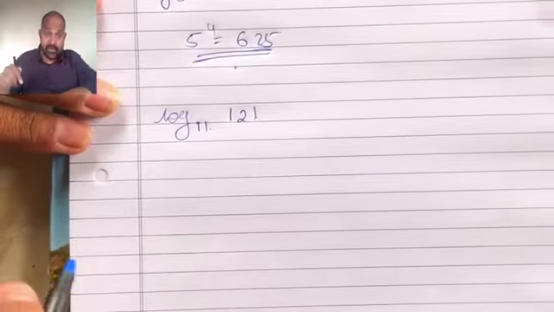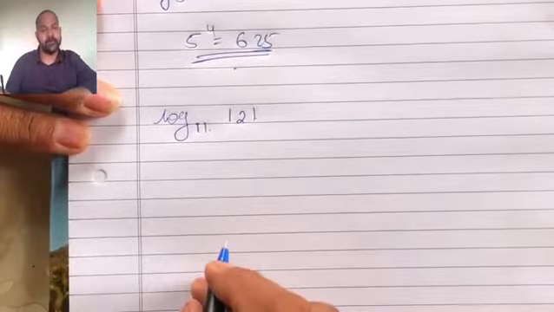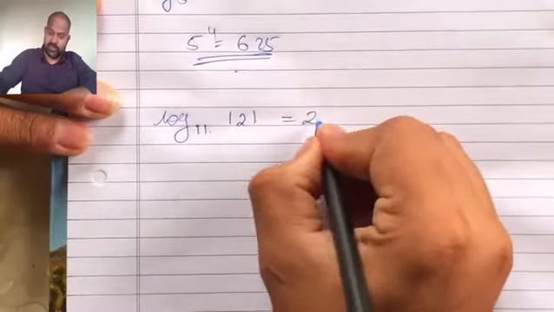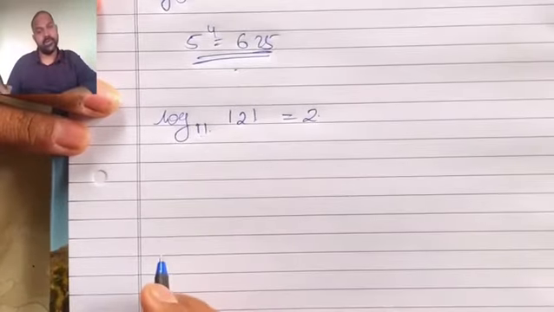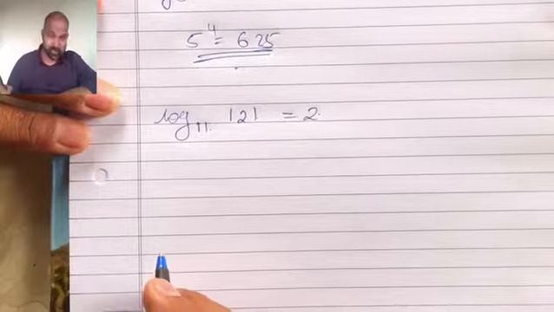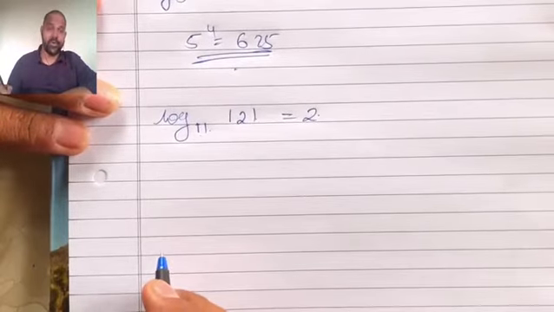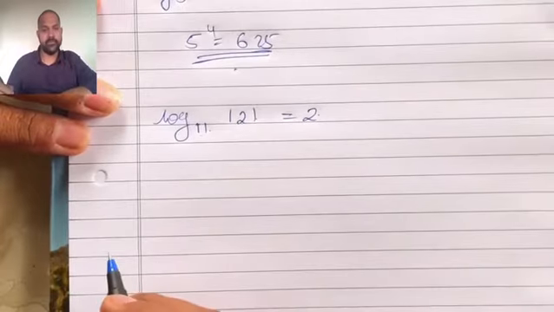But the thing here is, it is special because 121 is 11 squared. And that is why the answer here is 2. 11 raised to 2 is 121. Do I actually need to have a log table with me? No. 11 squared is 121.